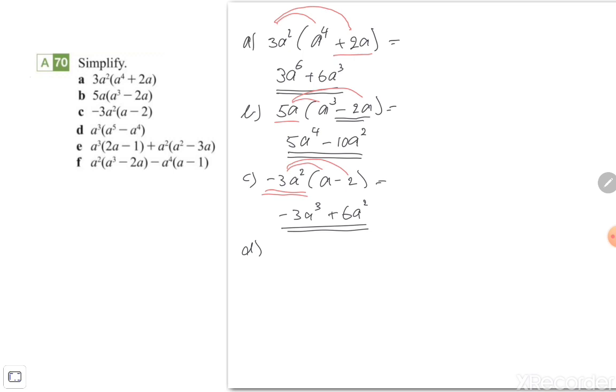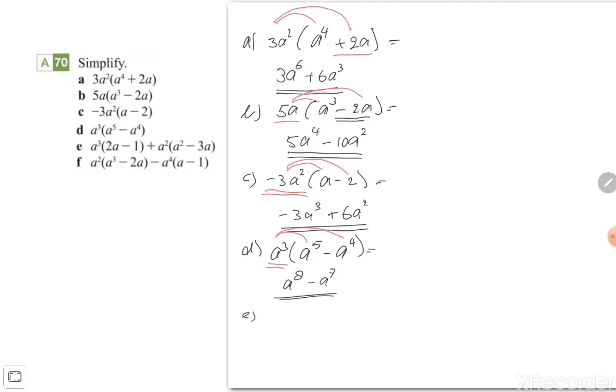Exercise D. A to the power of 3 multiplying with a to the power of 5 minus a to the power of 4. Step number 1 is a to the power of 3 multiplying with a to the power of 5, and that's a to the power of 8. And then a to the power of 3 multiplying with minus a to the power of 4 is minus a to the power of 7. And that's the answer.